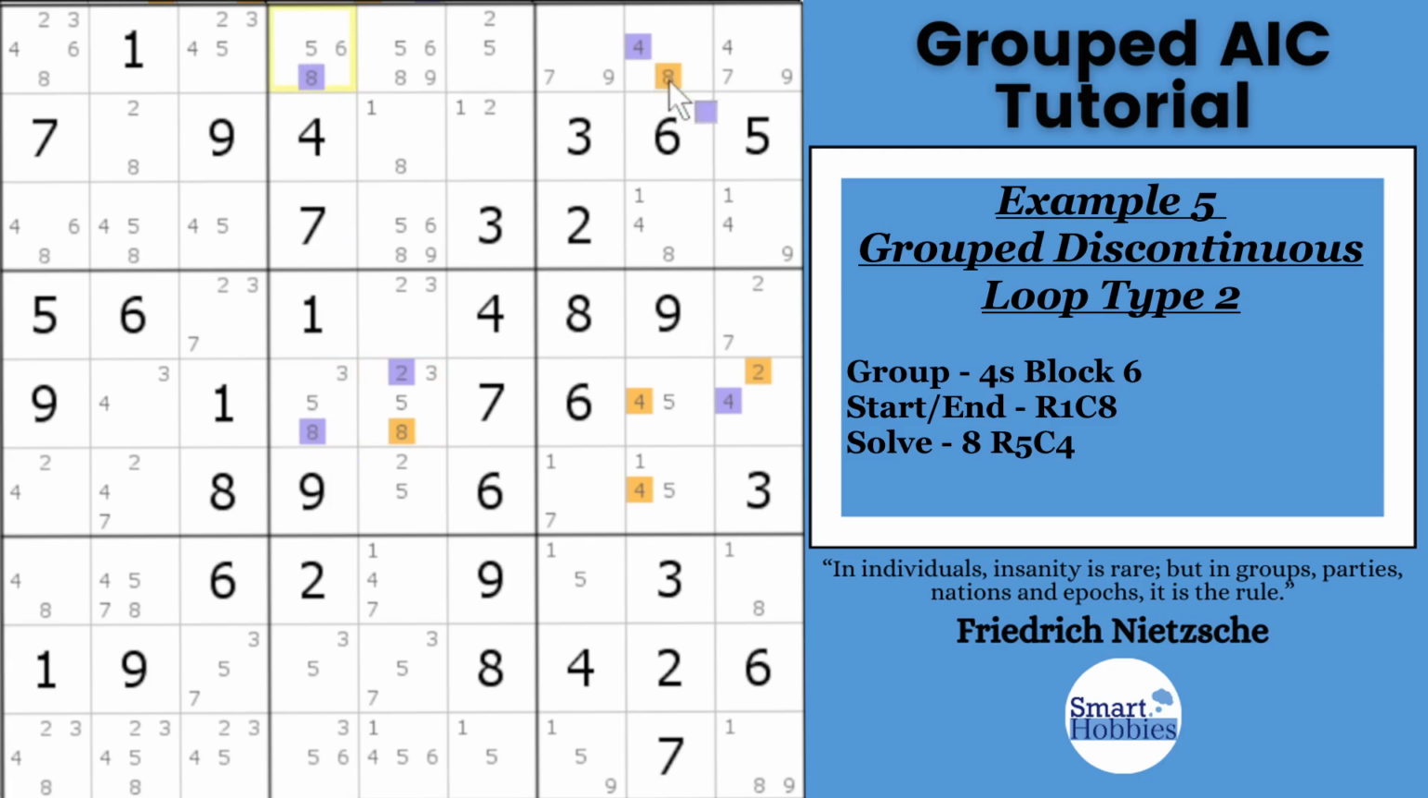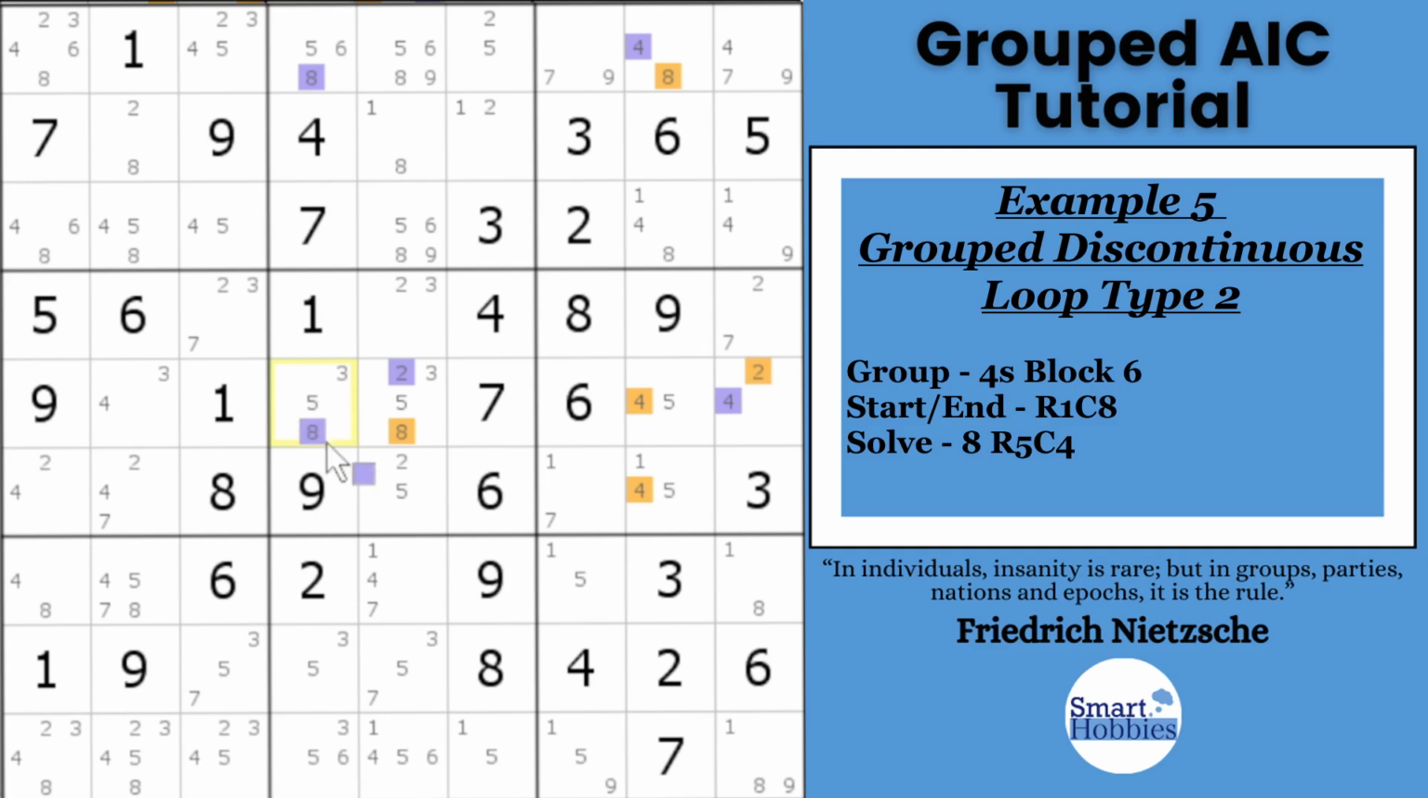So 8, strong to the 4, weak to this group 4, strong to this 4, weak to the 2, strong to this 2, weak to the 8, strong to this 8, strong link to this 8, because it's the only 2 8s in column 4, weak to this 8, strong to 4. So this would be a nice continuous loop, except for these 2 strong links going into and out of this cell right here. And whenever you have 2 strong links in a row, it's a discontinuous loop. It's called a type 2.